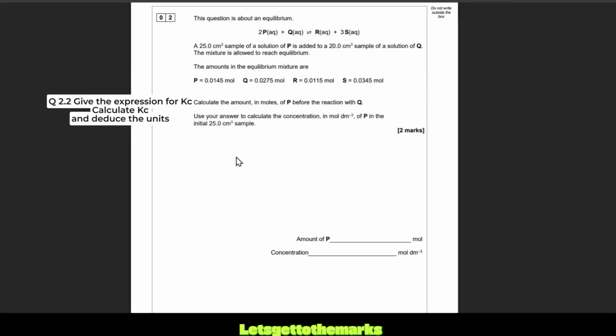Right, so first up, I'm going to write out the expression. Remember, for any of these constants, whether it's Ka, Kc, Kp, we want to do products over reactants.